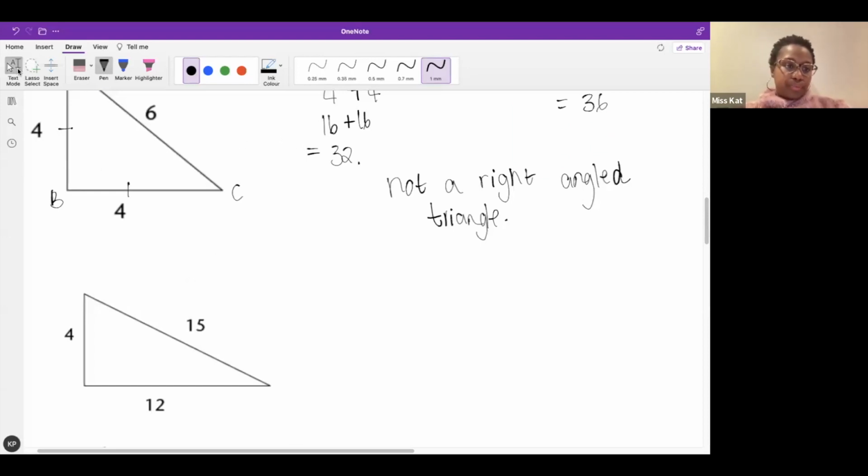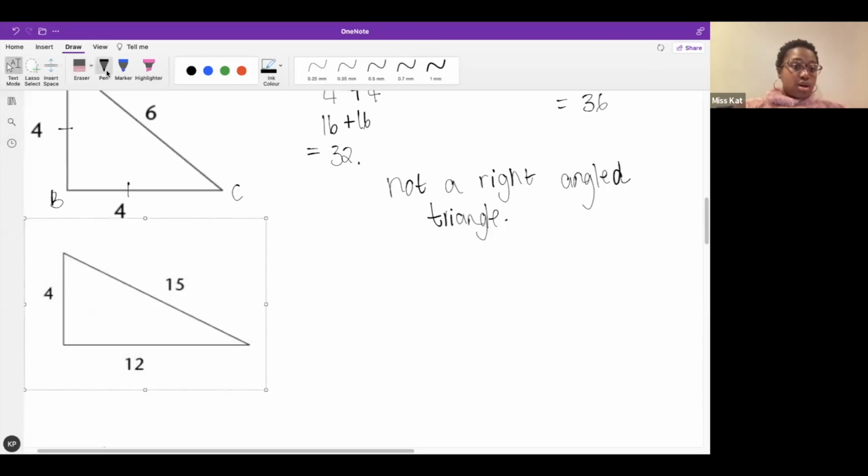Now is my second triangle, which I'm going to name just now, D, E, and F. Is this triangle a right angle triangle? We know it's a scalene triangle. Thank you, Mida. Is this a right angle triangle? We have to prove it, remember?